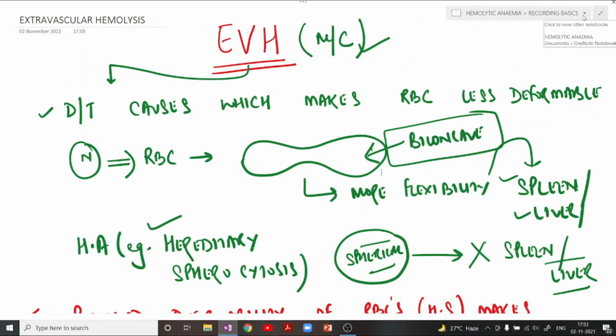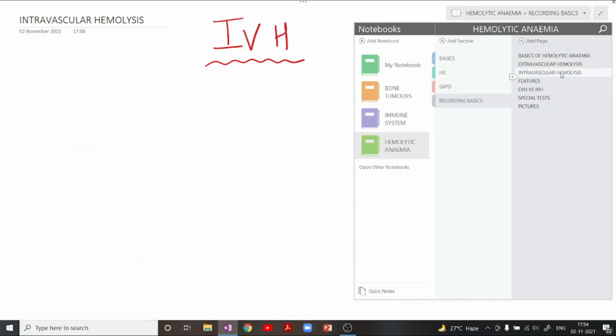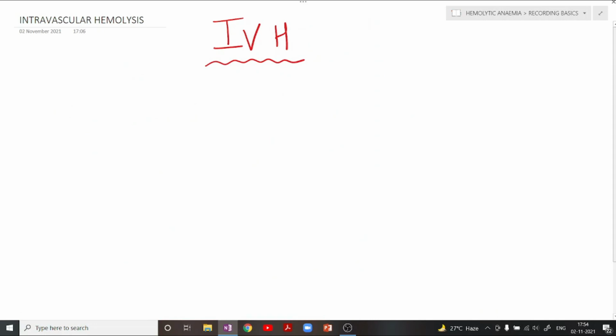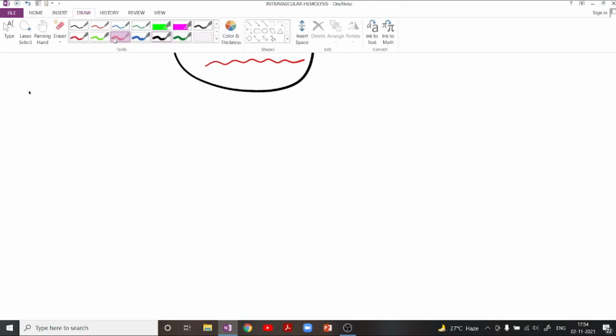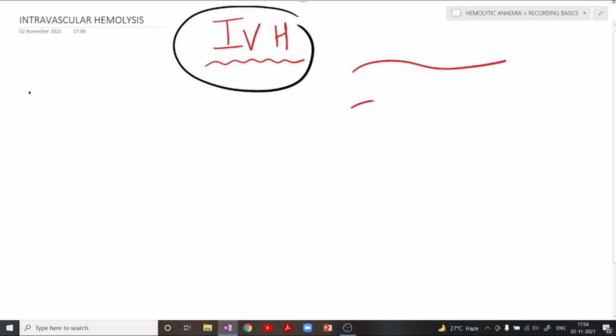Let us now go to the next topic of discussion, that is intravascular hemolysis. So let us see what intravascular hemolysis is. Now first of all, I will try to give you some of the basic causes of intravascular hemolysis. First of all, try to understand what IVH is. IVH means whenever there is destruction of the RBCs taking place inside a blood vessel. So if this is a blood vessel, over here the RBCs are getting destroyed within the circulation.